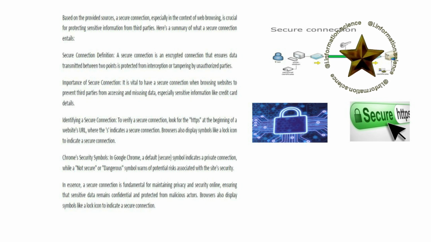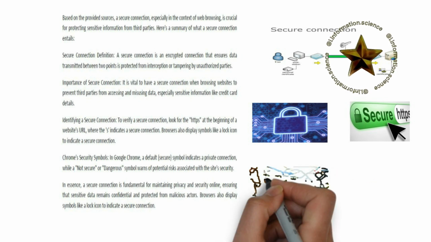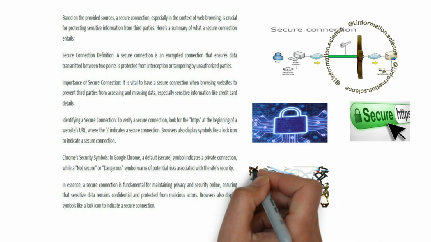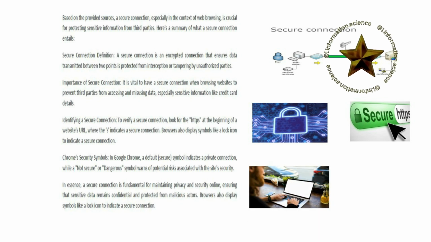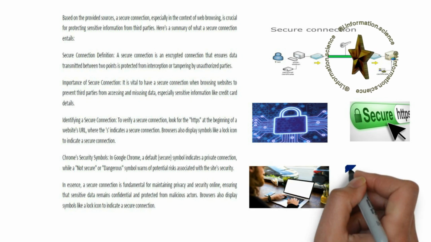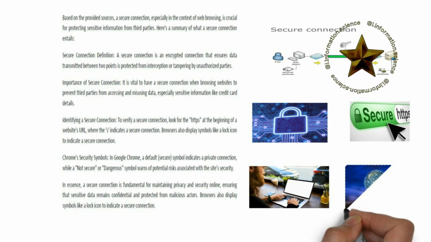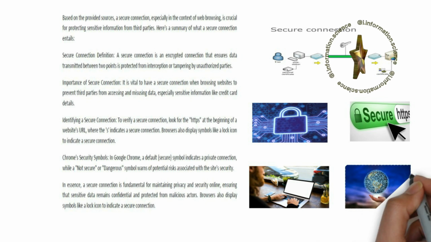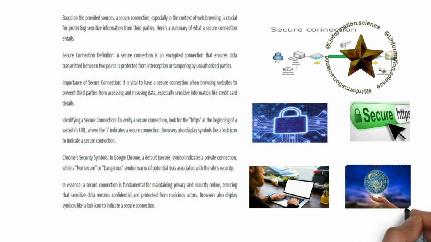Chrome's security symbols. In Google Chrome, a default secure symbol indicates a private connection, while a not secure or dangerous symbol warns of potential risks associated with the site's security. A secure connection is fundamental for maintaining privacy and security online, ensuring that sensitive data remains confidential and protected from malicious actors. Browsers also display symbols like a lock icon to indicate a secure connection.